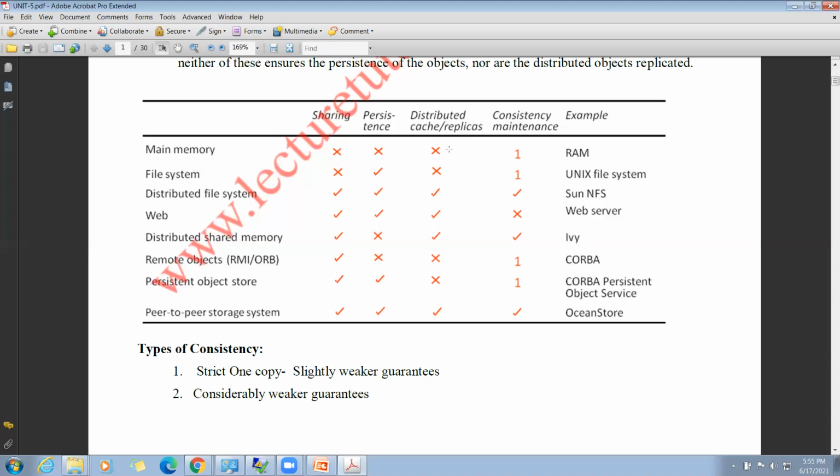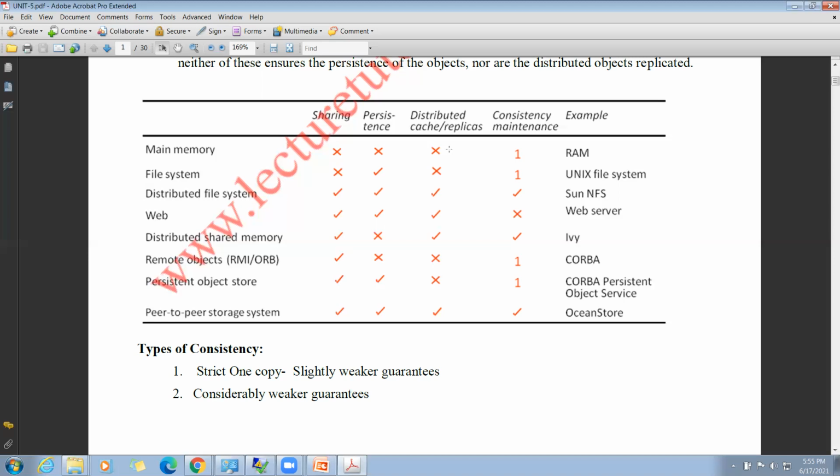Okay. Next, normal file system, that is, sharing is not possible, persistence is possible, the distributed cache is not possible, and consistency maintenance is possible. Example, Unix file system, normal file system. Coming to the distributed file system, the main point is sharing is possible, persistence is possible, distributed cache and replicas is possible, and the consistency maintenance is possible. The example for distributed file system is Sun network file system.